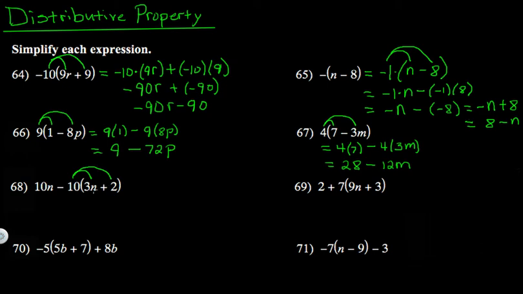So if we like, and I would recommend that you do this, you can first start by actually rewriting this in terms of addition, because I think that'll make your life a little easier. So this is 10n plus negative 10 times 3n plus 2.